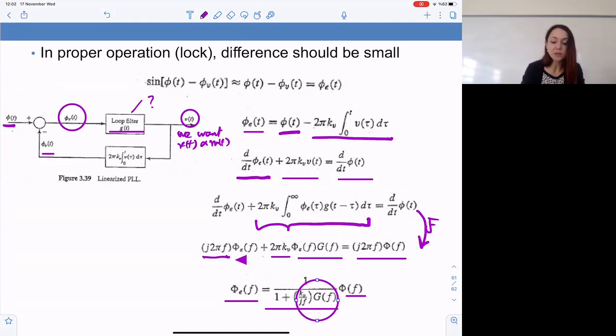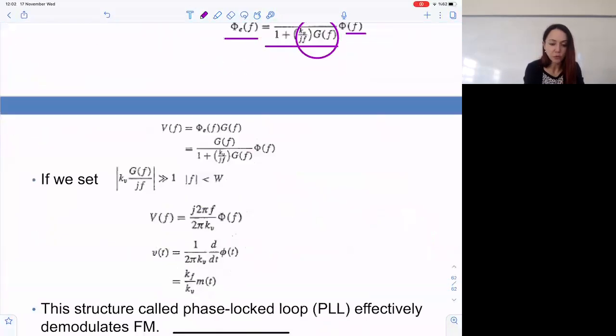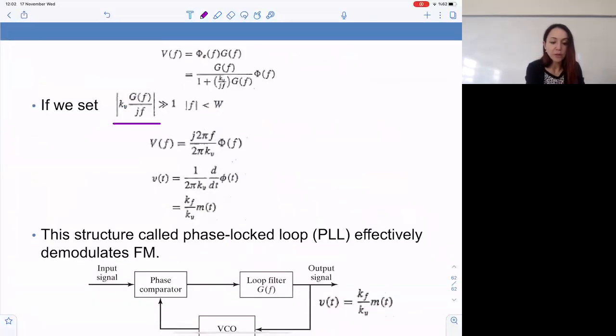What are those frequencies? The frequencies in phi e and phi f are basically the frequency band at which the message is appreciable, meaning frequencies within W, the message bandwidth. For frequencies within the message bandwidth, if the magnitude of this term is much larger than 1, I said smaller, I'm sorry, it's a correction. If it's much larger than 1, then we can ignore the 1.